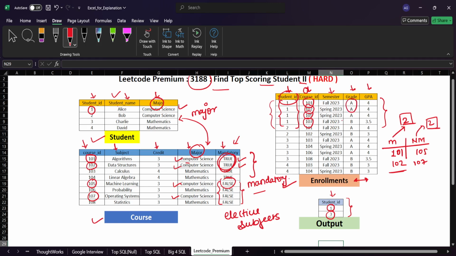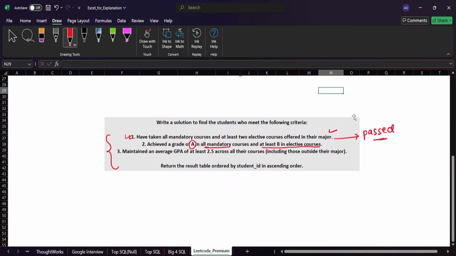And 105 and 107, these two courses were the non-mandatory, that is the elective courses, and here also the student has got at least B. So at least B means B or above B, right? So above B means A or B. So the student should get A or B. So basically the student ID 1 has met this criteria also, right? So this is also passed, right?